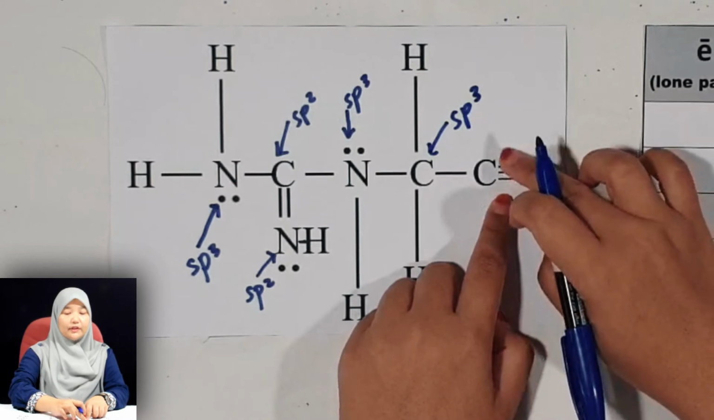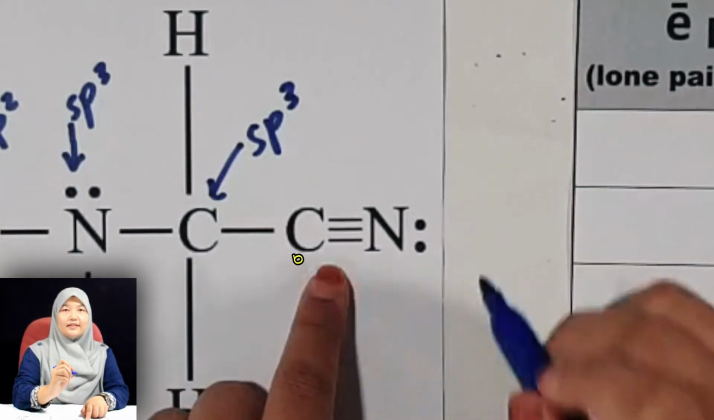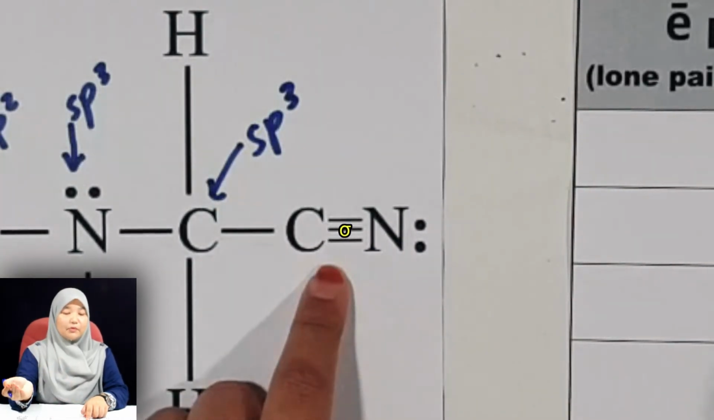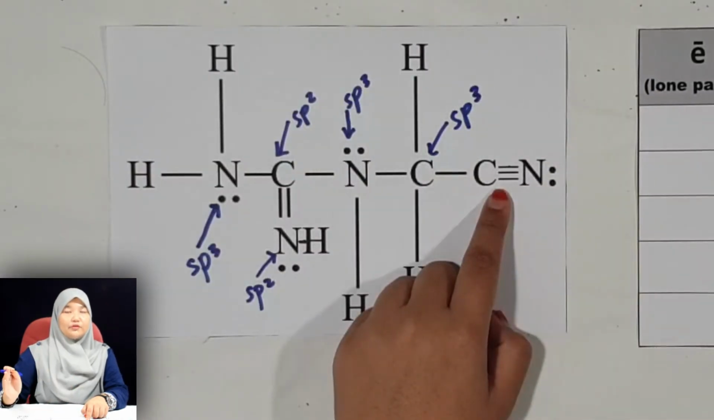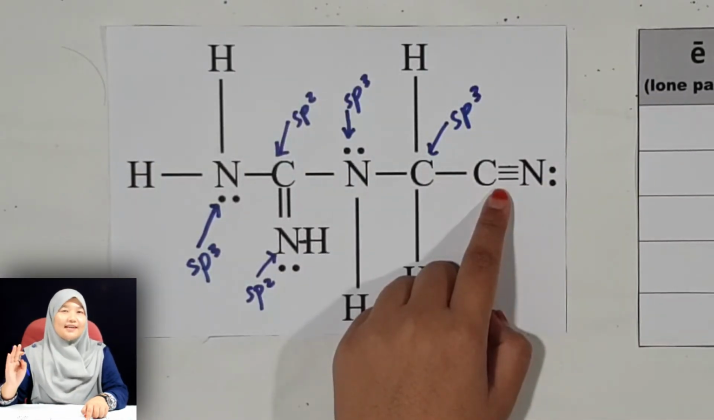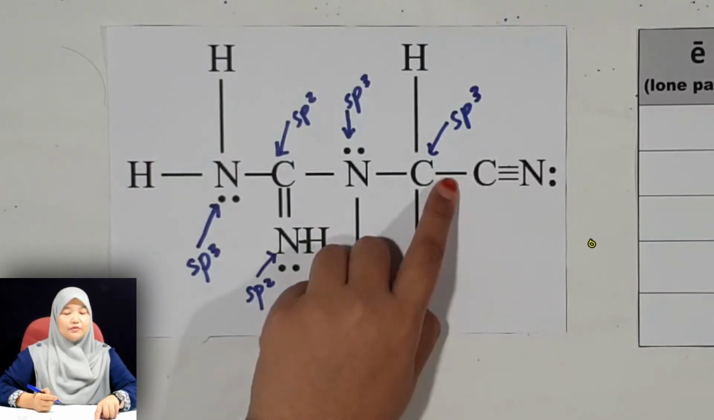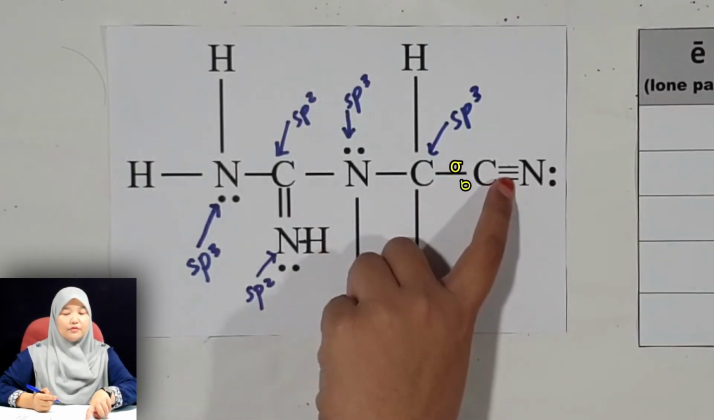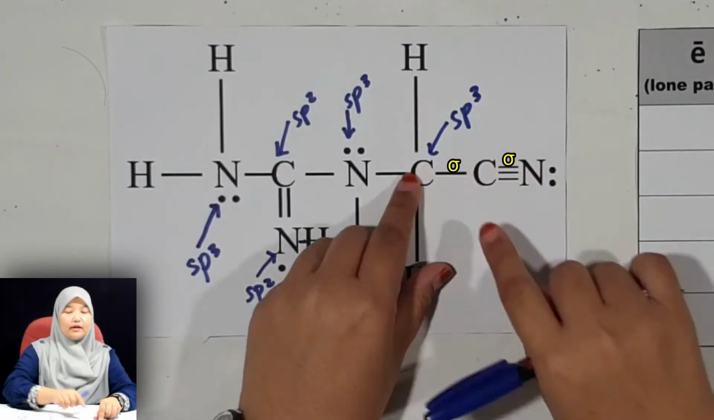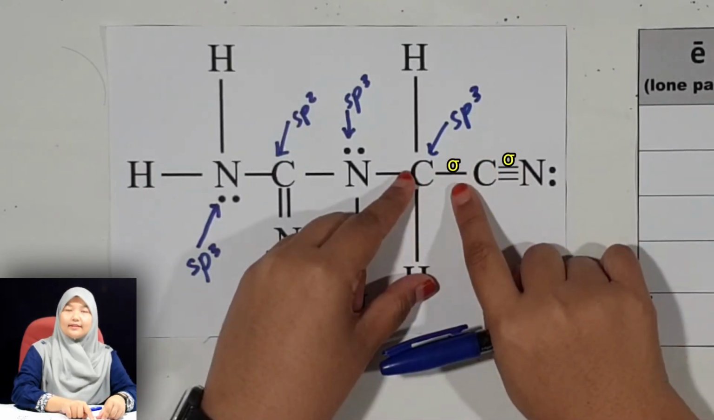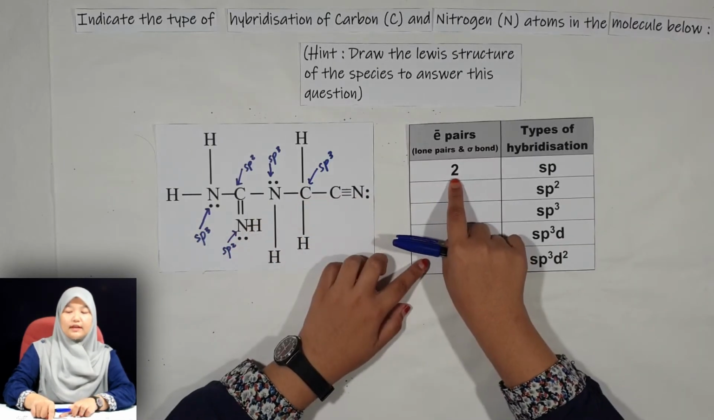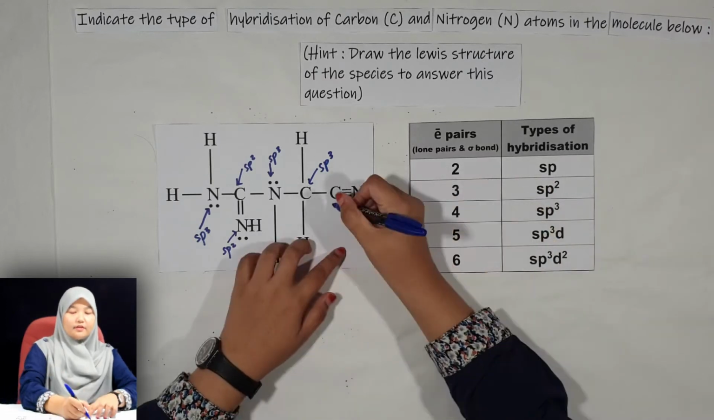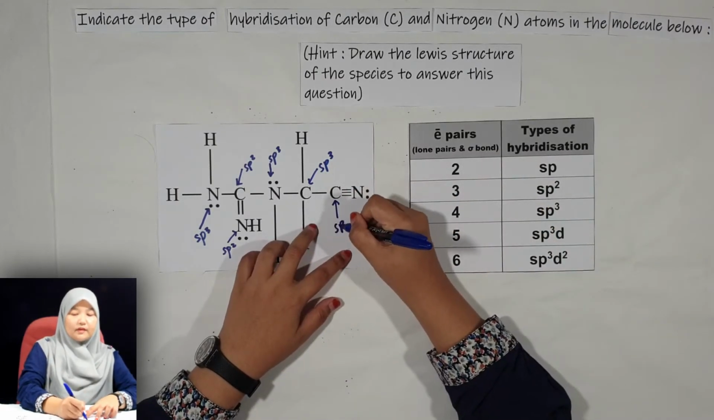Carbon yang seterusnya, okay, tengok ni ada triple bond. So triple bond, satu sahaja sigma. So kalau ada multiple bond, satu sahaja bond adalah sigma bond. So yang kedua-dua ni adalah pi bond. So untuk elektron pair mesti kira sigma sahaja. Okay, so satu sigma bond, satu sigma bond, tiada lone pair. Jadi total of electron pair adalah 1 tambah 1, jadi 2 electron pair sp. So carbon ni adalah sp.